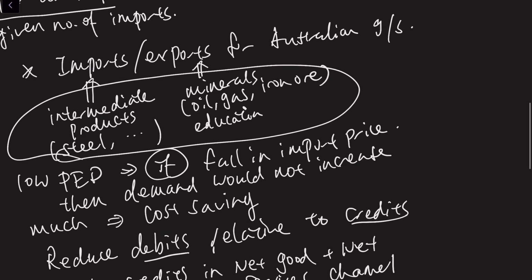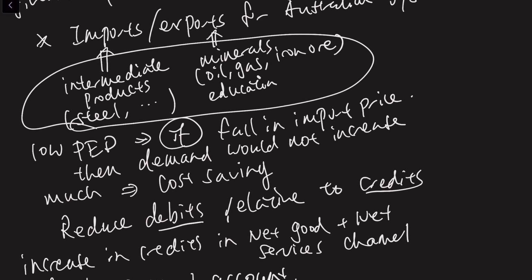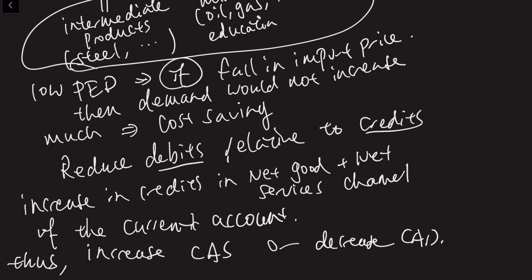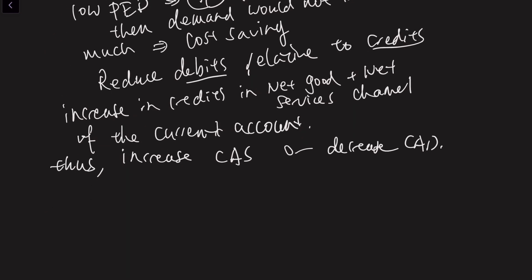And for export, it's the same. If the price of export have increased, since we export education, services, oil, gas, those things are relatively speaking necessities. So the price increase, but the demand does not decrease by as much as increase in price. So you have a higher money coming in relative to money going out. So this means you are increasing the credits, and thus increase the current account surplus or decrease current account deficit.